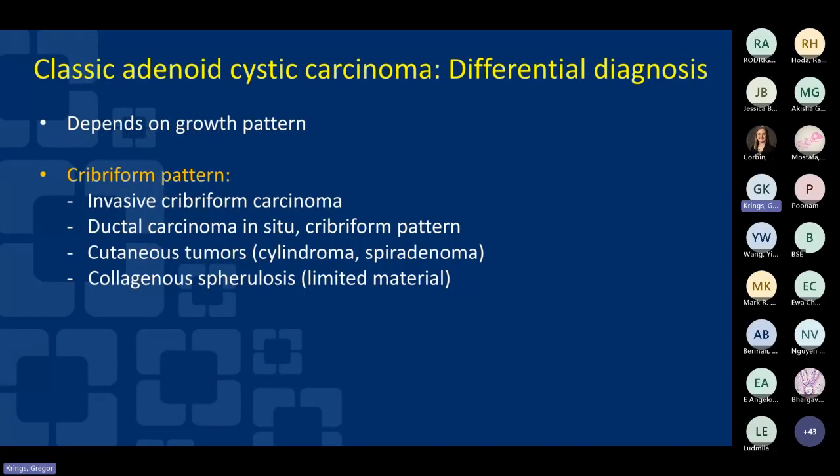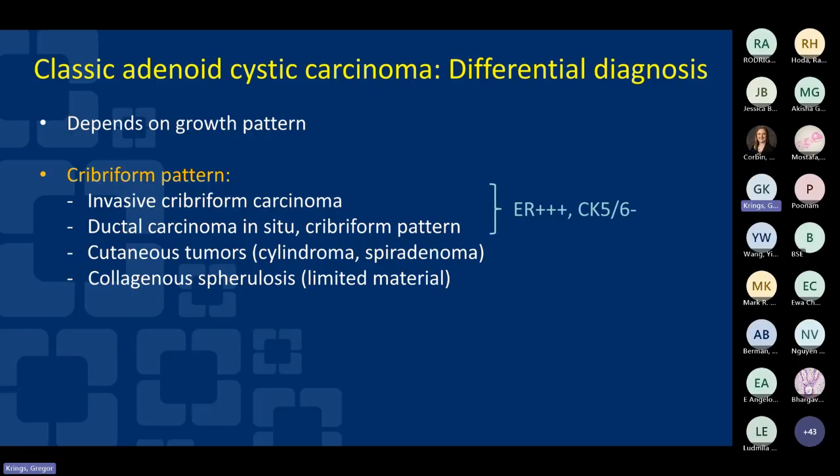The differential diagnosis of adenoid cystic carcinoma depends very heavily on the growth pattern. Cribriform tumors should be distinguished from both invasive and in situ ductal carcinomas. This is relatively easily accomplished by immunohistochemistry because ductal carcinomas, of course, are luminal tumors that are strongly ER positive and CK5/6 negative, which is the opposite immunophenotype of an adenoid cystic carcinoma.